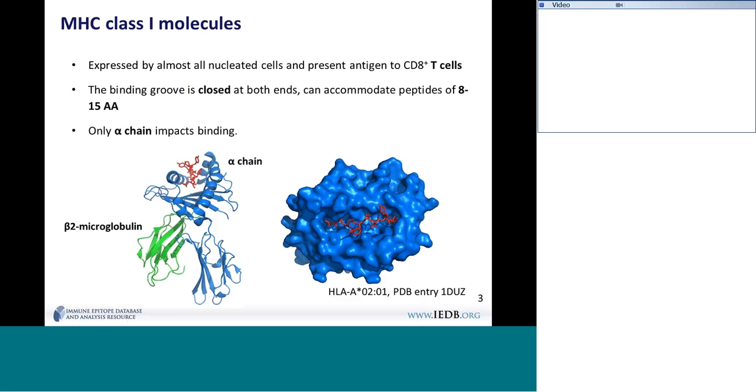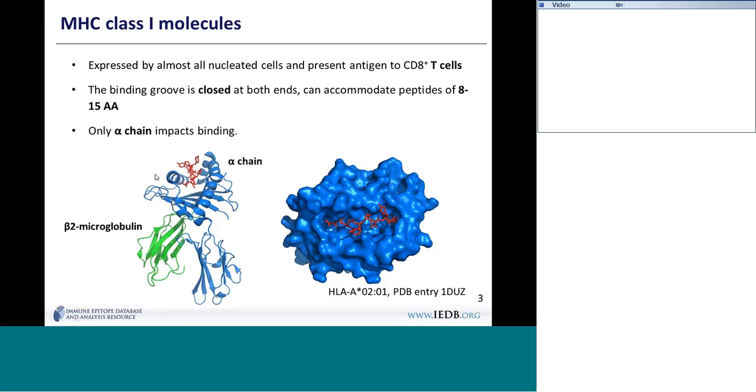So to start with, MHC-I molecules, most of you know this, but they are expressed on almost all nucleated cells and present antigens to CD8-positive T cells, that are cytotoxic T cells or killer T cells. And these molecules have a binding pocket which is closed at both ends, and that basically limits the length of the peptide that can be presented to 8 to 15 amino acids in length.